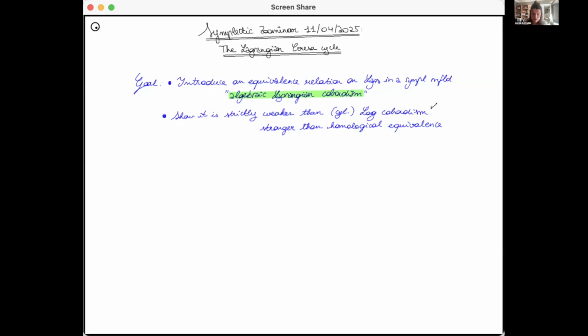And actually, this first part here is quite easy. It will be quite straightforward. And the second part requires a little bit more work and construction. And this is where the Lagrangian Ceresa cycle comes up.